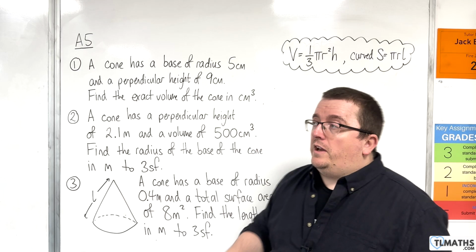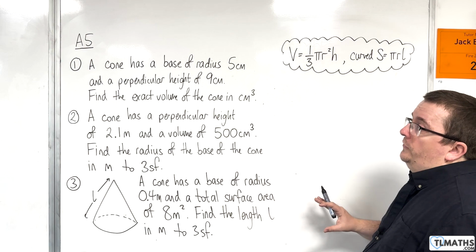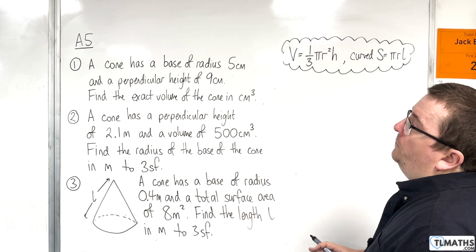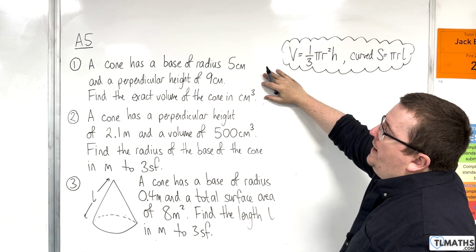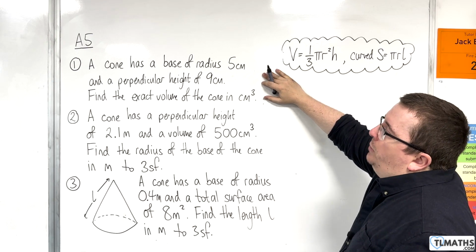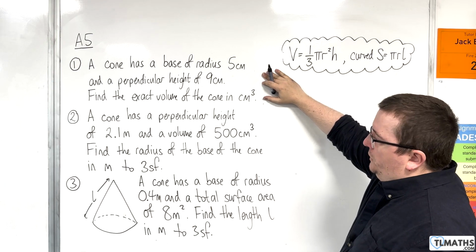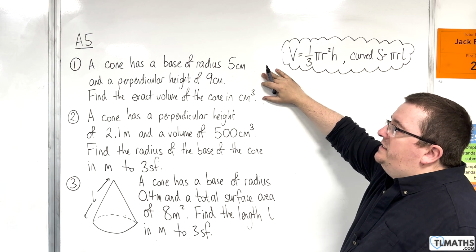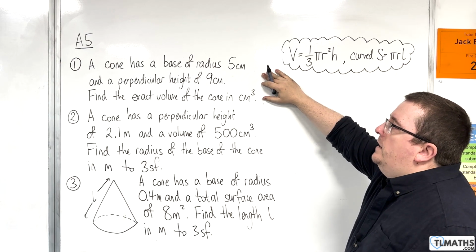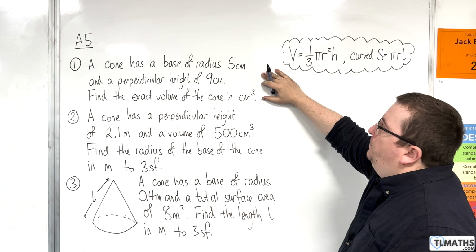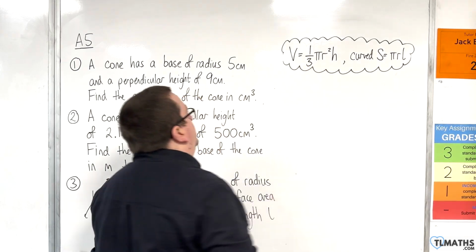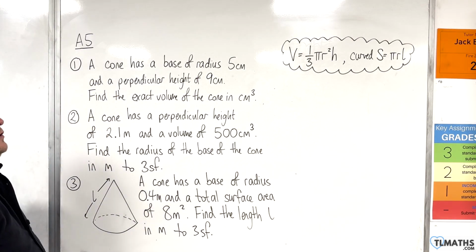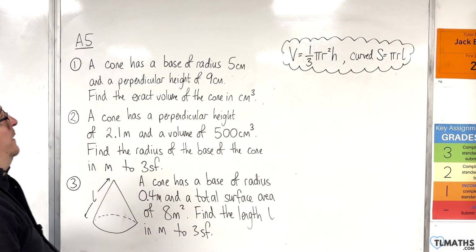So in this video, we're going to go through 3 problems that involve cones. So question number 1, a cone has a base of radius 5 centimetres and a perpendicular height of 9 centimetres. Find the exact volume of the cone in cubic centimetres. Okay, so our volume formula is given to us. It's 1/3 pi r squared h.